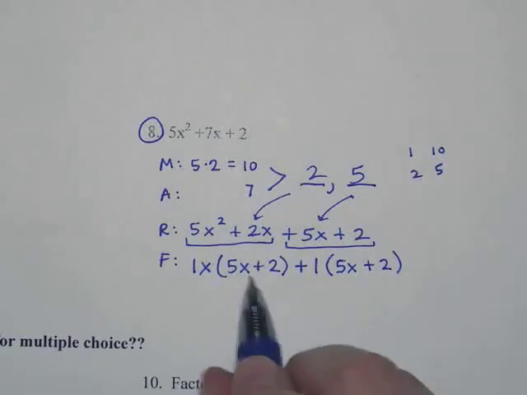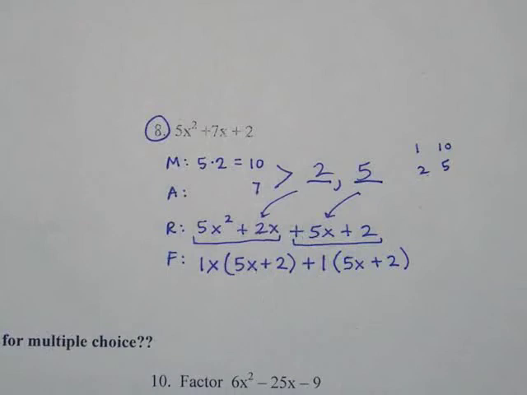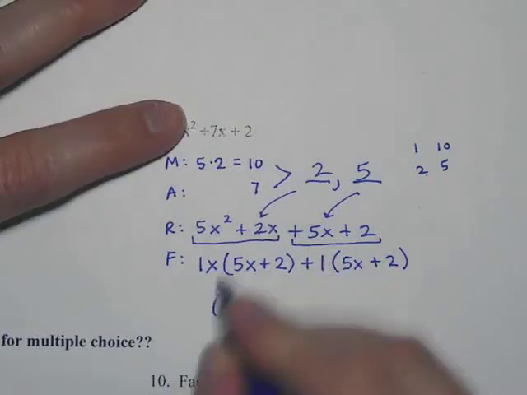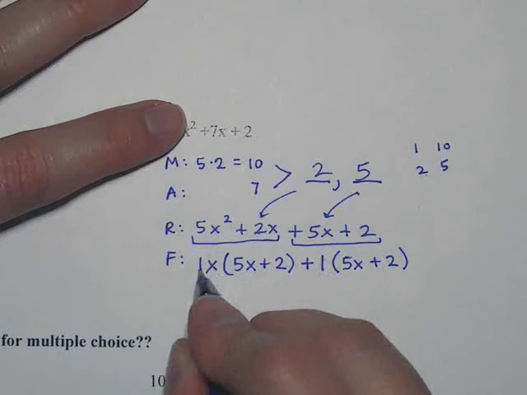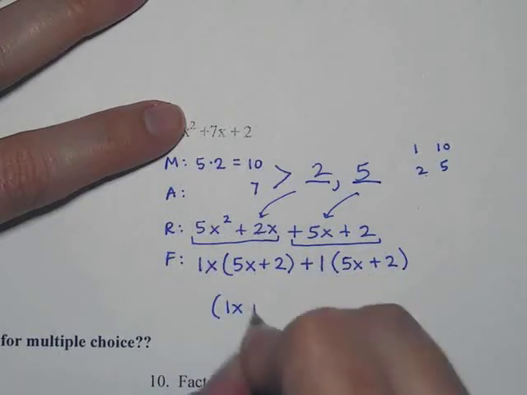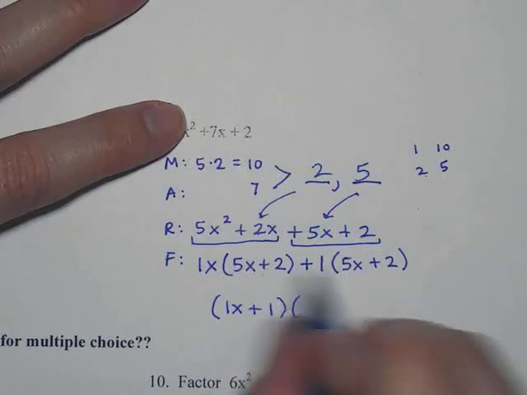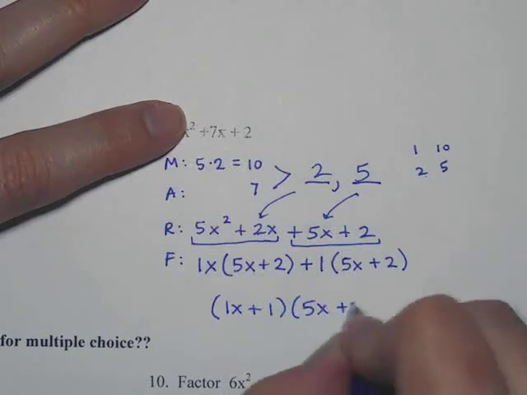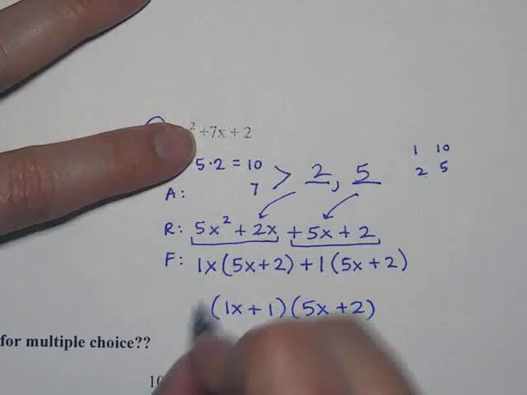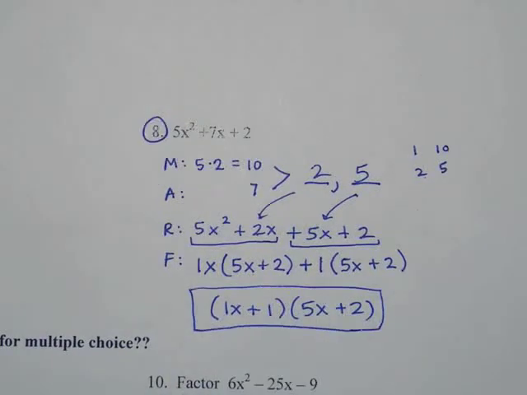It's really important at this point that your two sets of parentheses match exactly, 5x plus 2 and 5x plus 2. So for our very last step, we take what's outside the parentheses here, 1x, and we put it together with what's outside the parentheses here, plus 1. And then next to it, we put our set of parentheses that match, 5x plus 2. And that's how we MARF. We just go through each step one by one. We don't solve for x in this chapter. All we're doing is factoring.